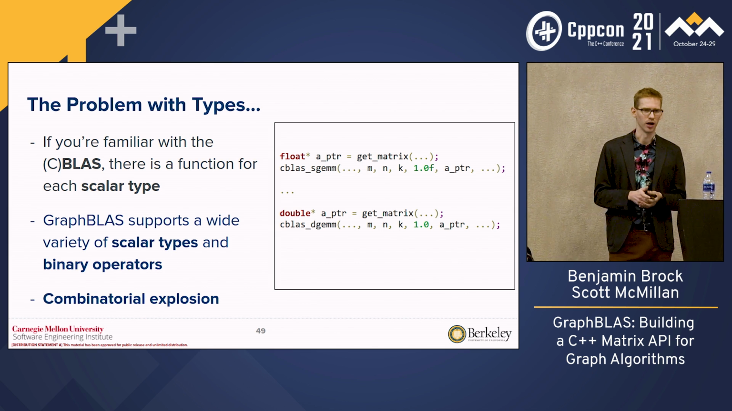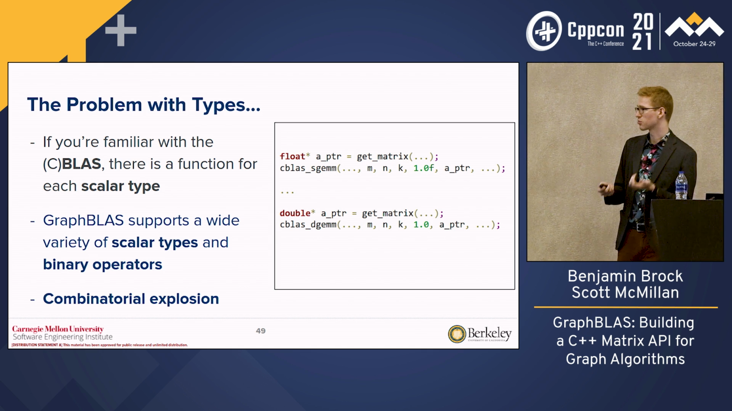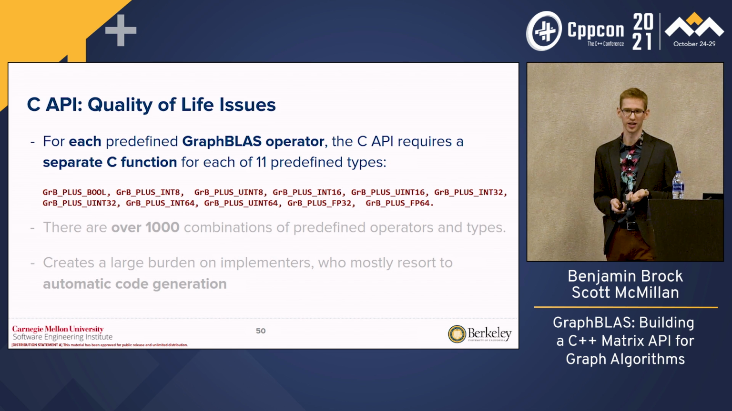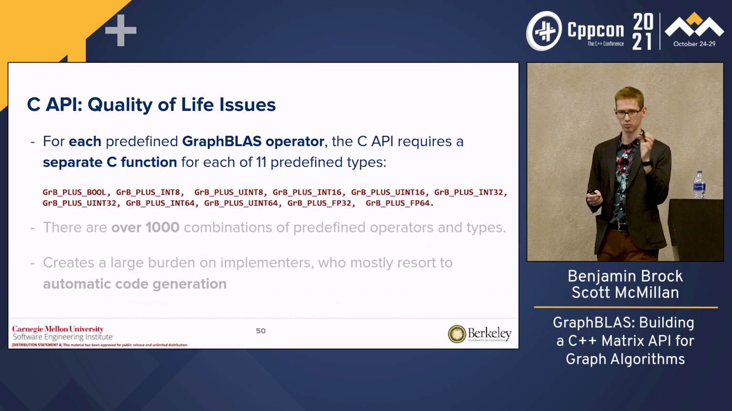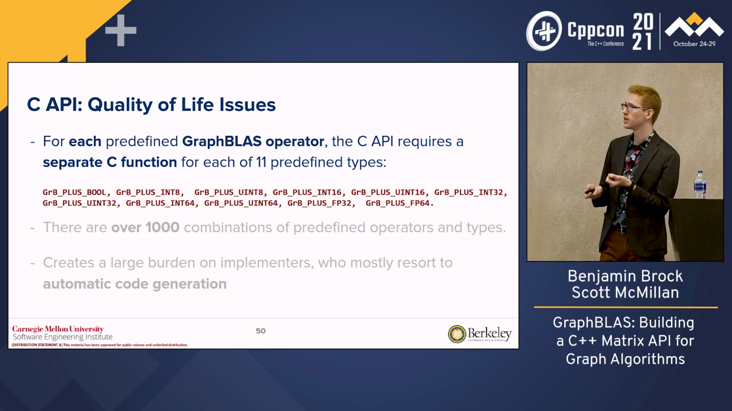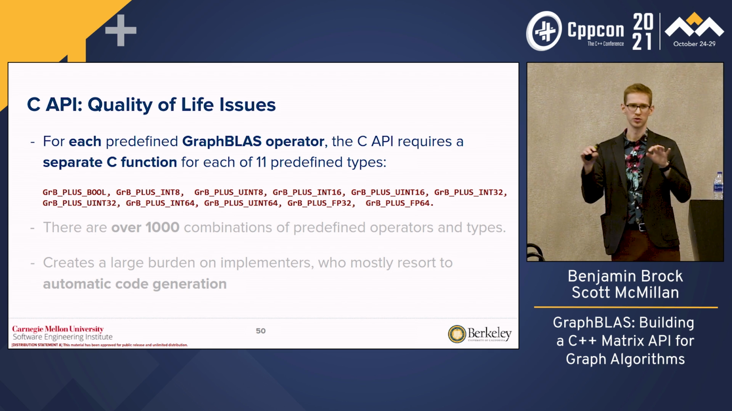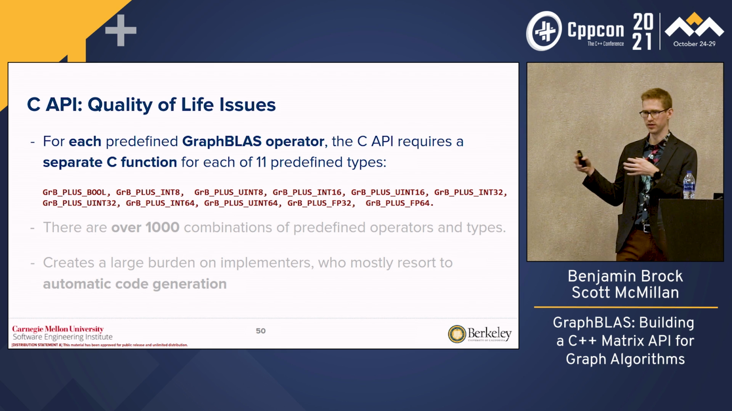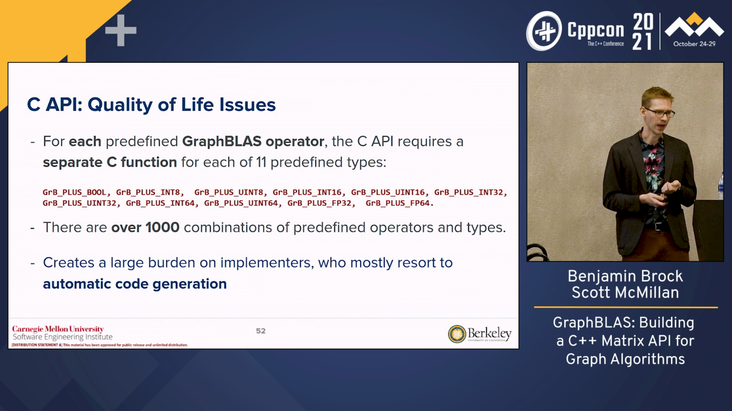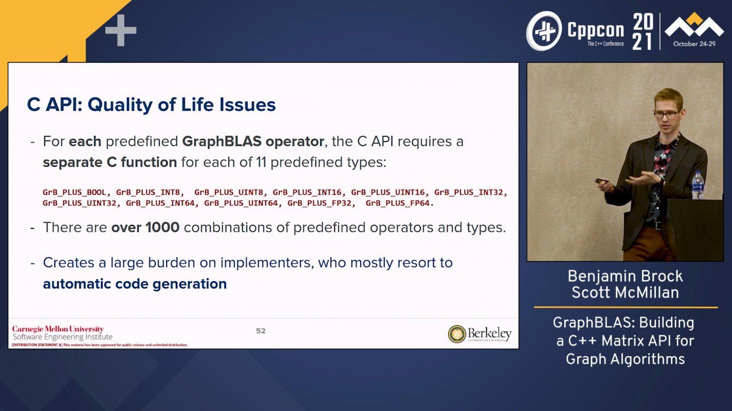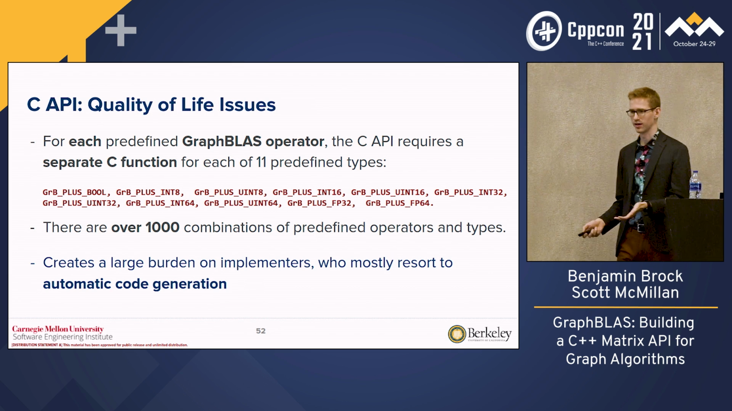GraphBLAS supports a wide variety of not only types, but also binary operators. And this results in something of a combinatorial explosion when it comes to the number of actual functions you have to define. So for example, when thinking about a single operator, this would be one of those plus or times that you use inside of a matrix multiply. The implementer has to define all of these different operators. And then when you combine each of those scalar operators with the different types that are being used, you end up with many, many combinations. And that creates a lot of burden for the implementers who have to generally resort to automatic code generation, essentially re-implementing C++ in a way.